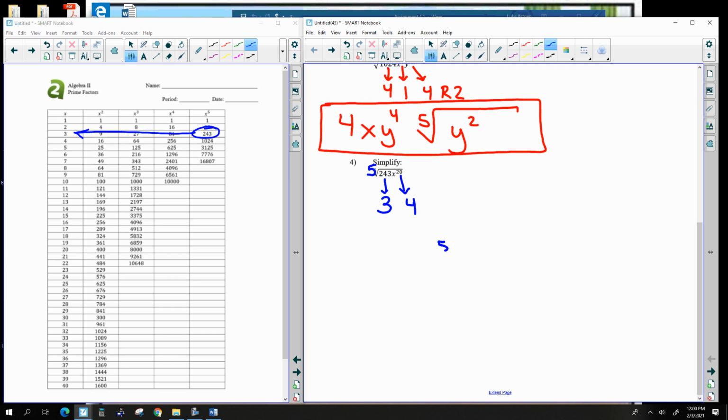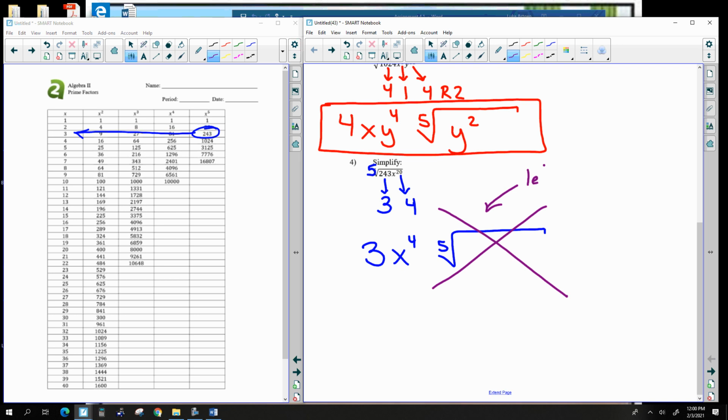So what's my answer? The number outside is 3. The x's, I'm able to take out 4 with nothing left over. Since there is nothing left over, I don't put anything on the inside of the root. This is, again, exclusively for leftovers. So nothing is left in, so I just ignore that, and that's your answer.